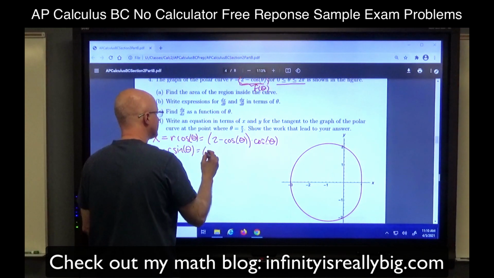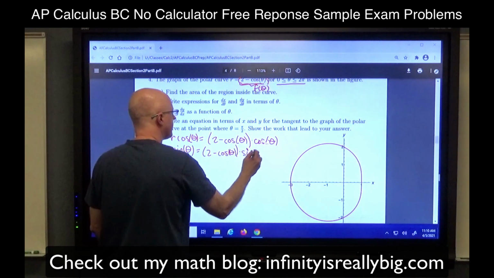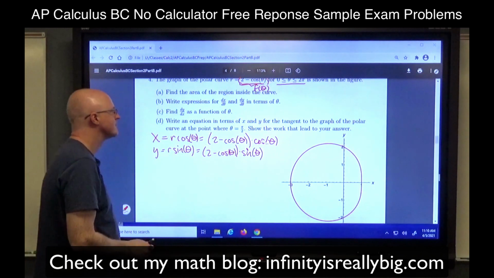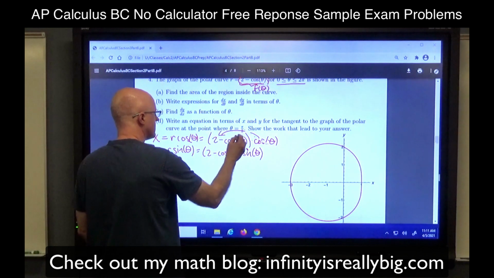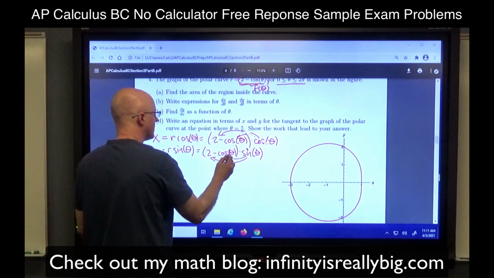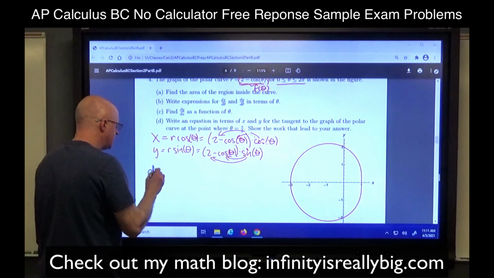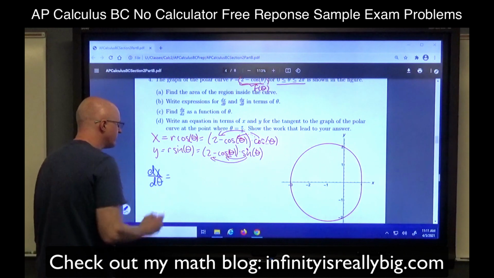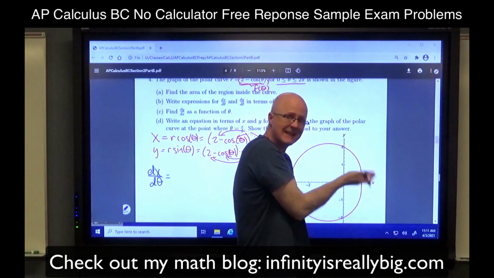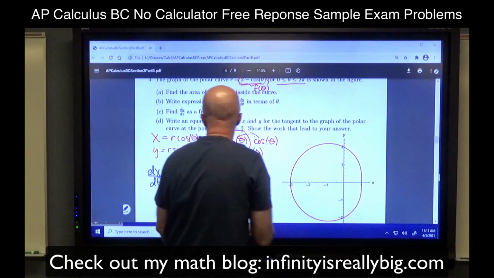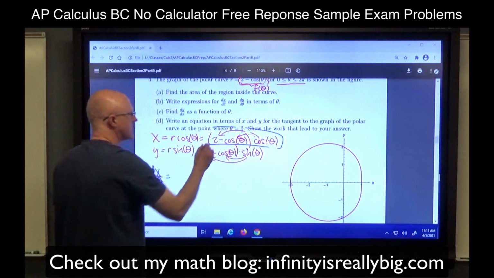And we get 2 minus cos theta times sine theta for y. If I'm going to differentiate this, it's probably best to multiply these through. So, dx d theta, the derivative of x with respect to theta, which does give you the rate of change of the x coordinate of the point as theta varies. Just differentiate this after I multiplied the cos through.